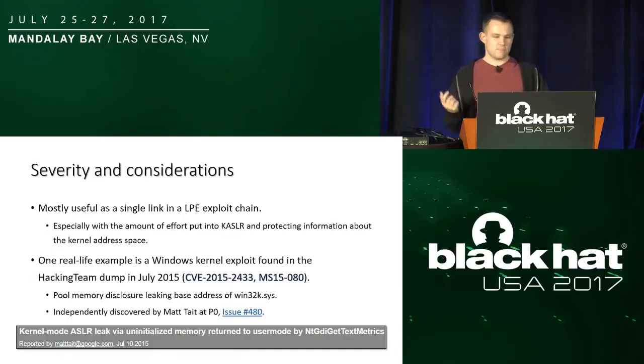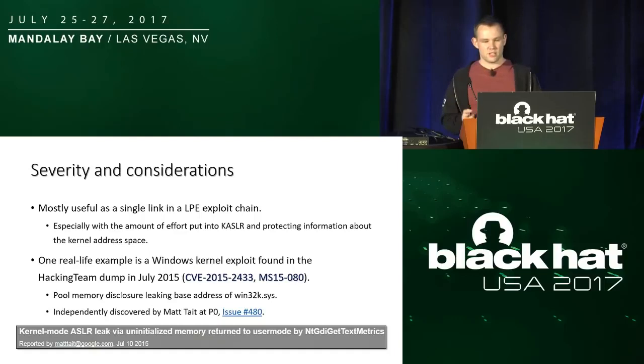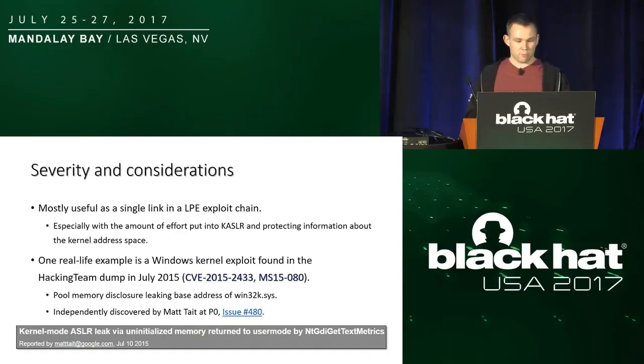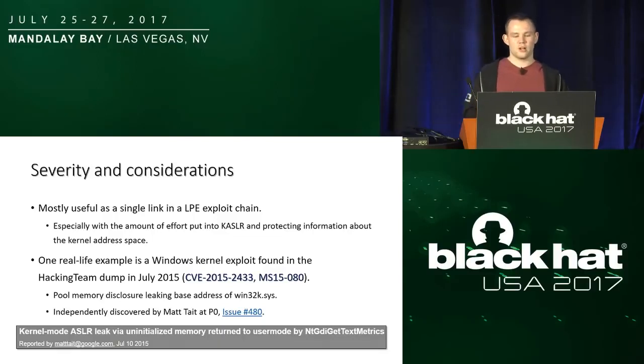So as I said, these bugs are mostly useful in practice as a single link in a full exploit chain for local privilege escalation, especially given how much effort is actually being put into protecting kernel address space information in Windows. One real-life example of this would be an exploit found in the Hacking Team dump 2 years ago. In order to exploit another vulnerability, they used a pool memory disclosure, which leaked the base address of the win32k.sys driver. So yes, it was used in practice.